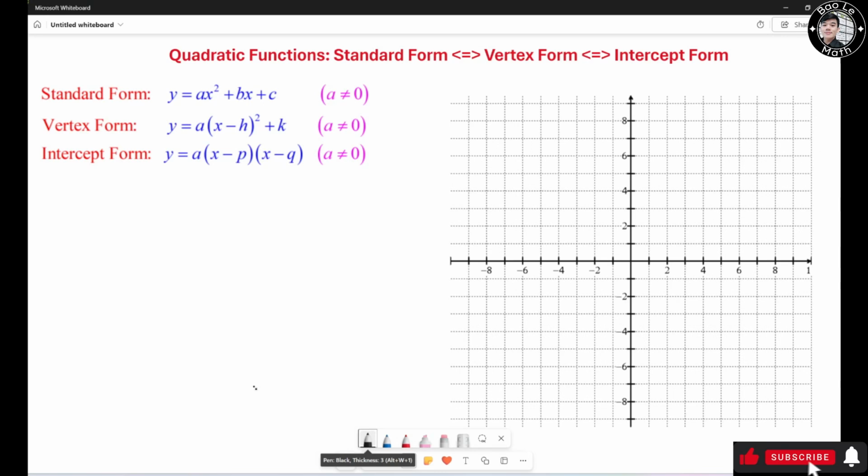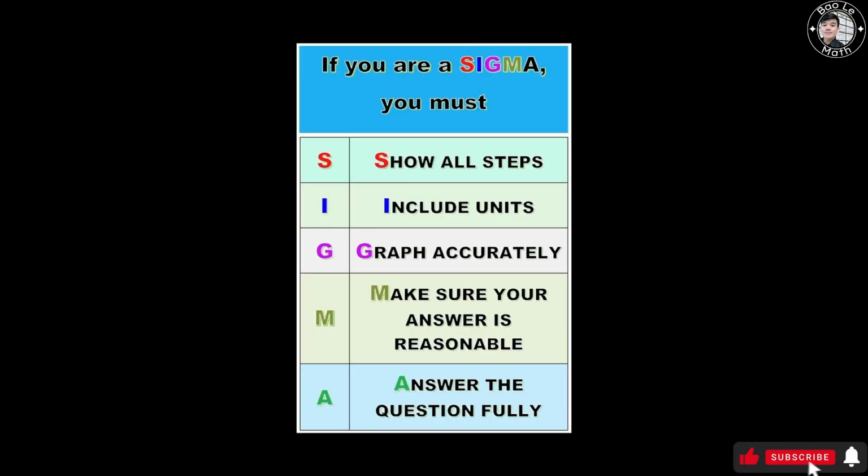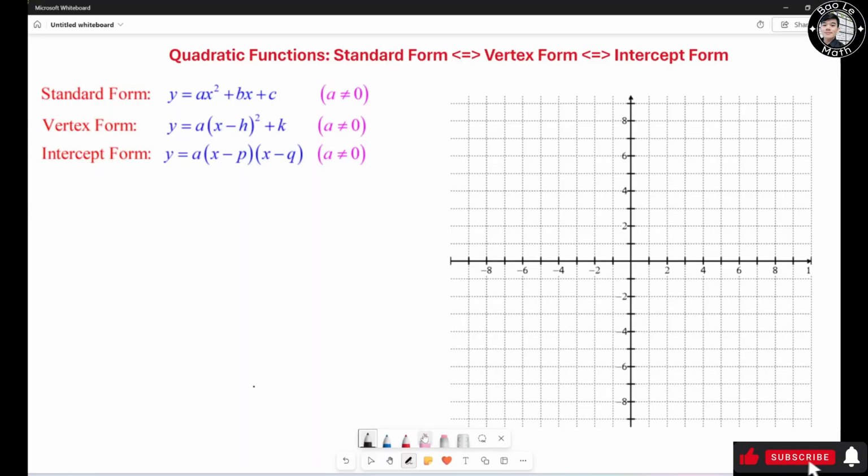Hello everyone. In this video, we're going to learn how to convert the quadratic function from the standard form to the vertex form, the vertex form to the intercept form, and the intercept form to the standard form. The following are the standard form, the vertex form, and the intercept form. Now let's take a look at the first example.